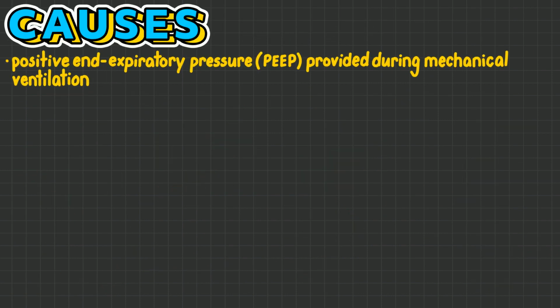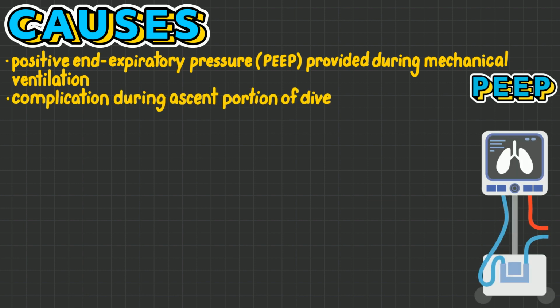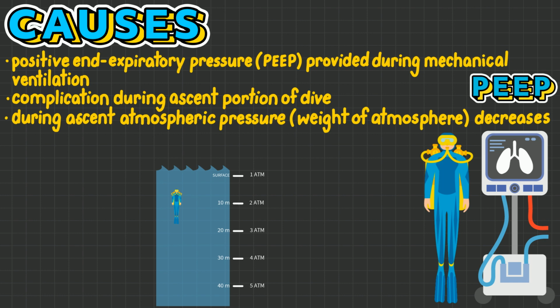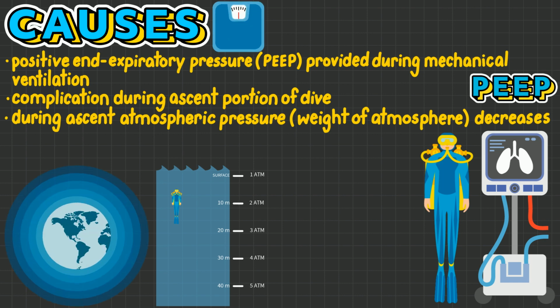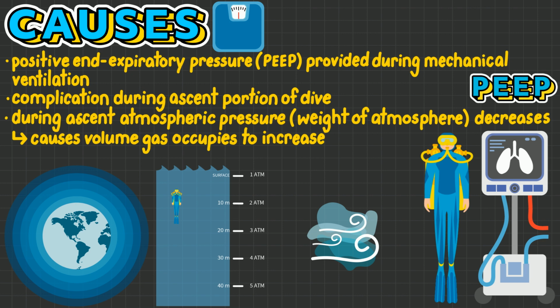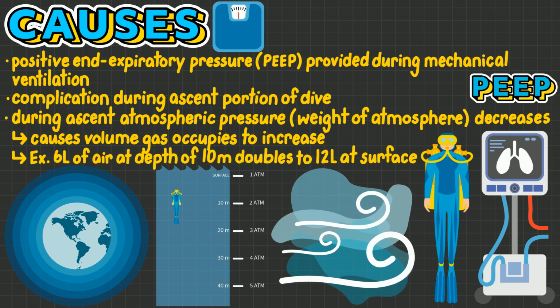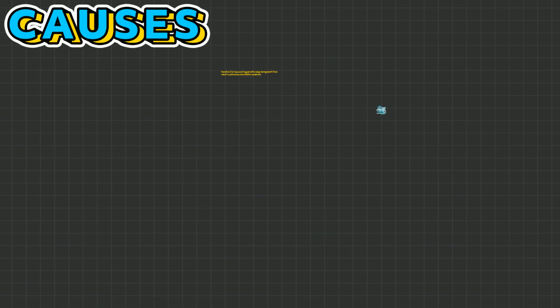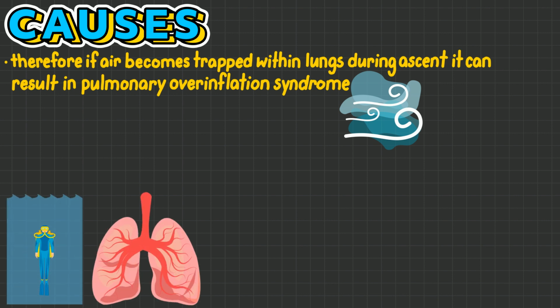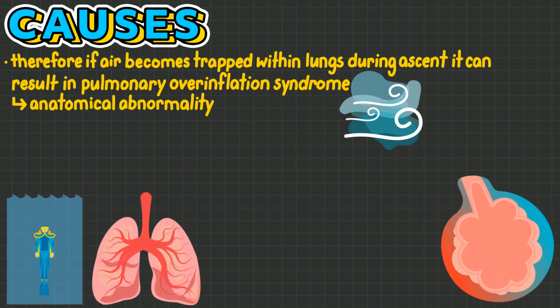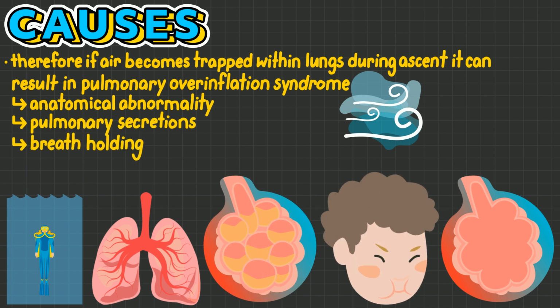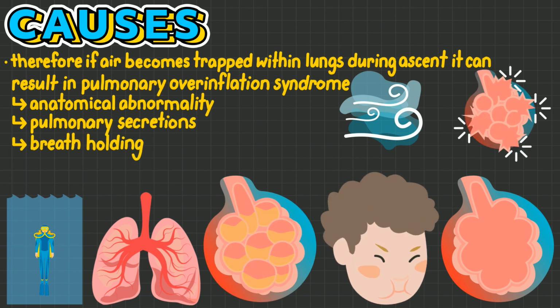Pulmonary overinflation syndrome can be caused by positive end expiratory pressure, also known as PEEP, provided during mechanical ventilation, and as a complication during the ascent portion of a dive. During the ascent portion of a dive, atmospheric pressure, or the weight of the atmosphere, decreases. As atmospheric pressure decreases, the volume of gas occupies increases. For example, 6 liters of air at a depth of 10 meters doubles in volume to 12 liters at the surface. Therefore, if air becomes trapped within the lungs during ascent to the surface due to an anatomical abnormality, pulmonary secretions, or breath holding, it can result in pulmonary overinflation syndrome.